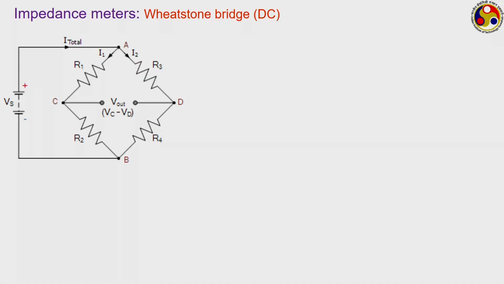If you are dealing with a pure resistive circuit, then the most common way of measuring resistance is in terms of the Wheatstone bridge. There are several other bridge circuits also, but this is the simplest one and the most popular and most accurate one. That is why we generally prefer going by this.